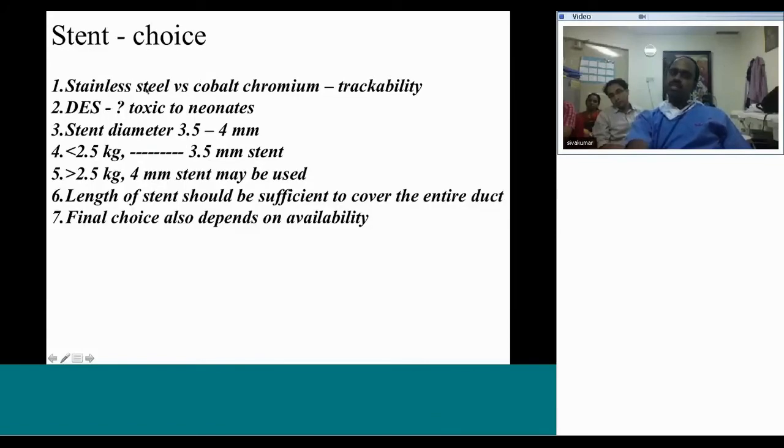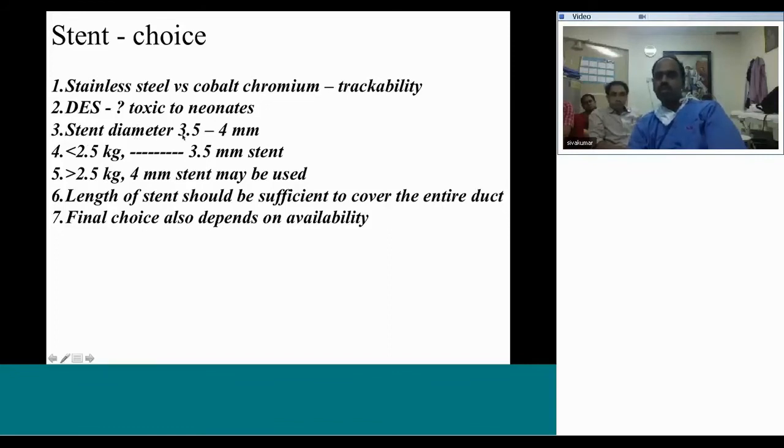What stents? We have stainless steel stents, we have cobalt chromium stents. Cobalt chromium stents are slightly better for trackability. We have bare metal stents, we have drug-eluting stents. It used to be a fear of using drug-eluting stents in neonates because drug-eluting stents may release drugs like sirolimus, everolimus, zotarolimus, paclitaxel, which may be toxic to neonates. However, a recent study done by Lee Benson at the Hospital for Sick Kids with sirolimus monitoring of neonates has shown that even though the sirolimus level goes up in these neonates, they are not causing a clinically recognizable toxicity, and so they may be acceptable.